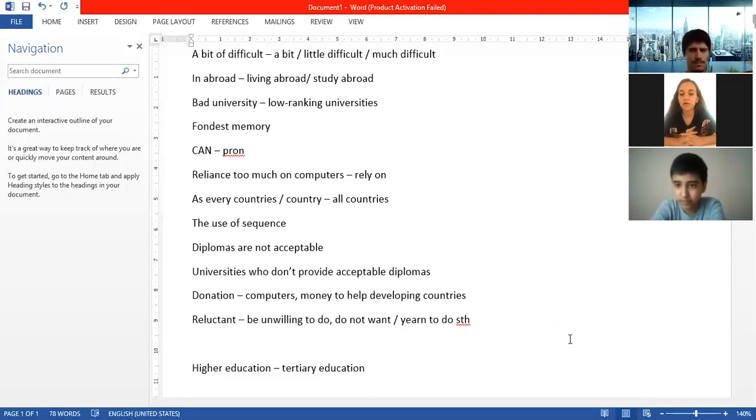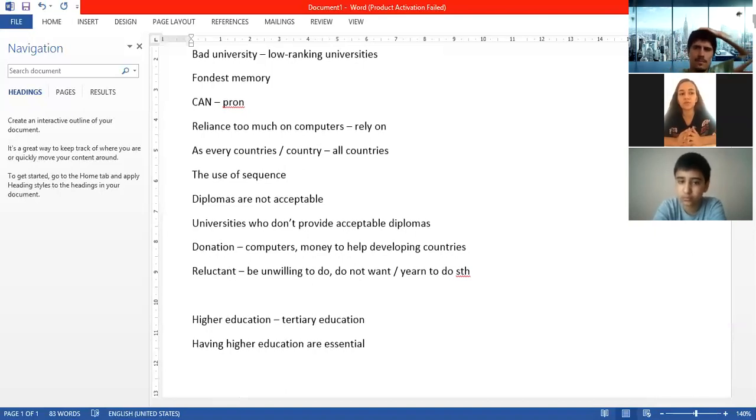Okay. Of course, having higher education is essential for finding a job, because nobody gives a job to people who don't have a university diploma, and diploma is demanded in every sector, and having a higher education is not only necessary about finding a job, it's also necessary for ourselves.